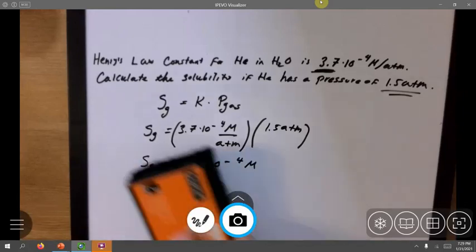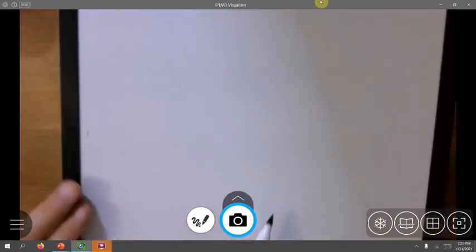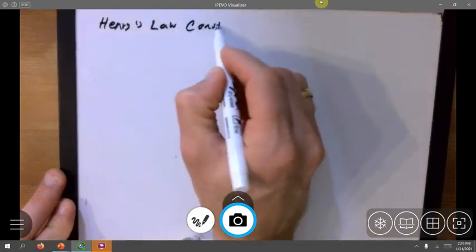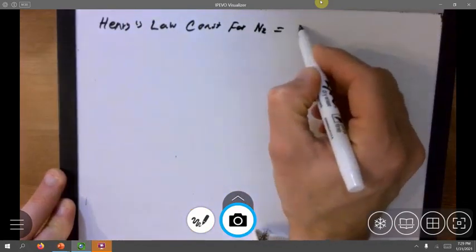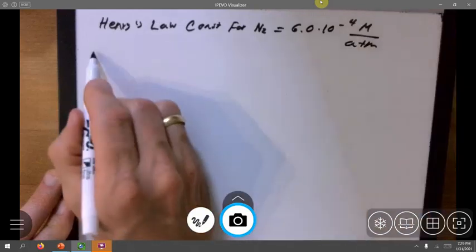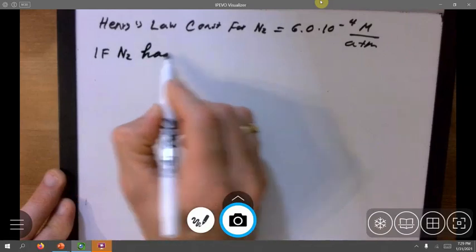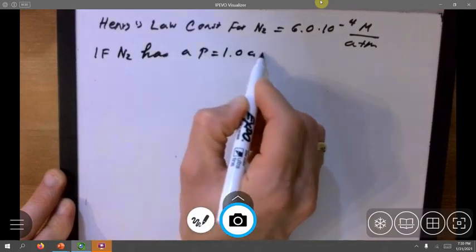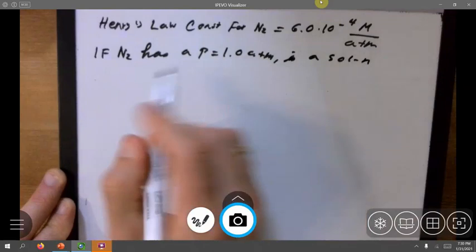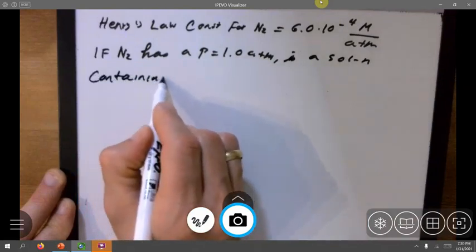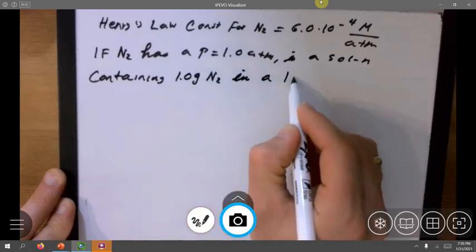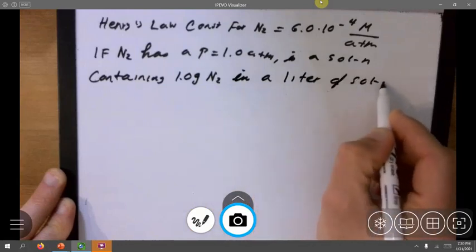Okay. So let's take Henry's law and do something else with it. Let's say that Henry's law constant for N2 is equal to 6.0 times 10 to the minus 4th molar per atm. And I want to know that if I have N2 with a pressure of 1.0 atm, is a solution containing 1 gram of N2 in a liter of water, in a liter of solution, saturated or not?